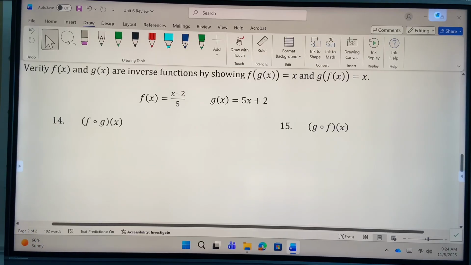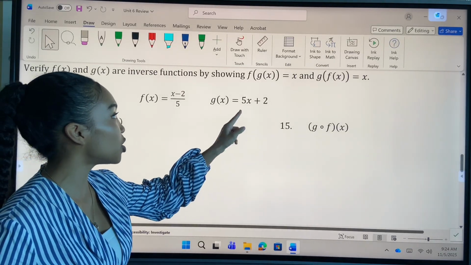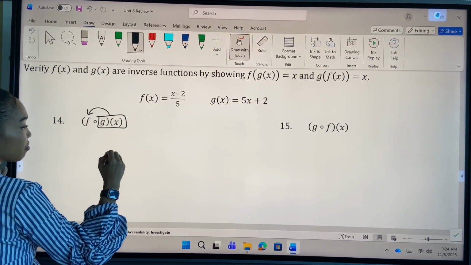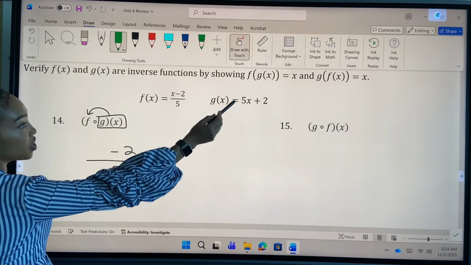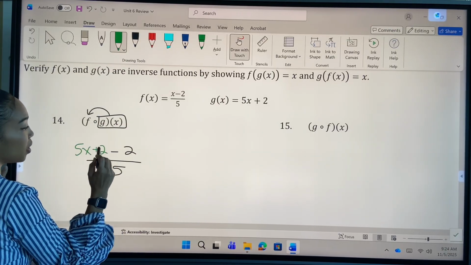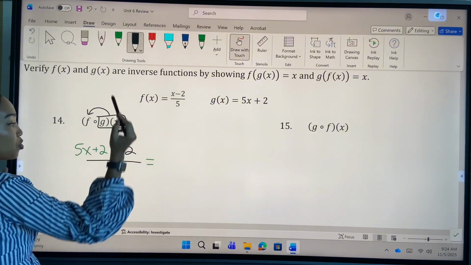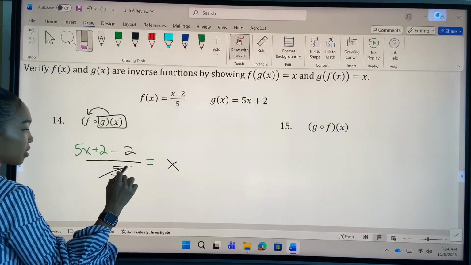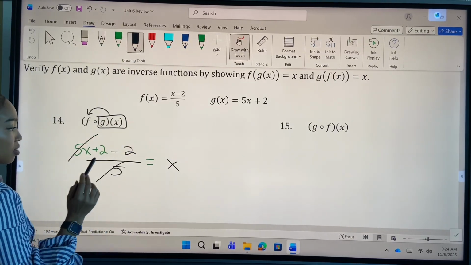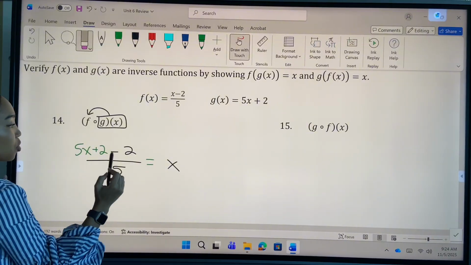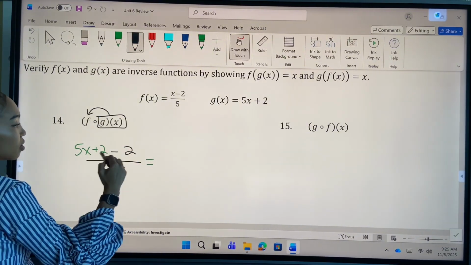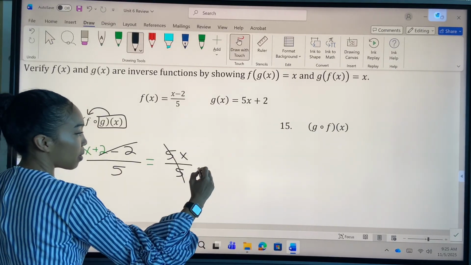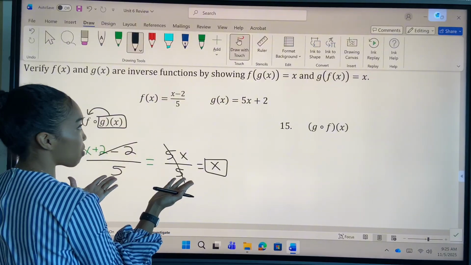Okay, so now we're going to verify that these two functions are inverses by doing a composition. So I'm going to plug g inside of f. So this is f, and I'm going to plug g inside, 5x plus 2. And you need to do this step by step. If you just do this, that is wrong. I need to know what order you did stuff in, okay? Because if you do this first, that's not correct. So 2 minus 2 is just 0. So you're left with 5x divided by 5. And then 5 divided by 5 is just x. So that's the first composition.